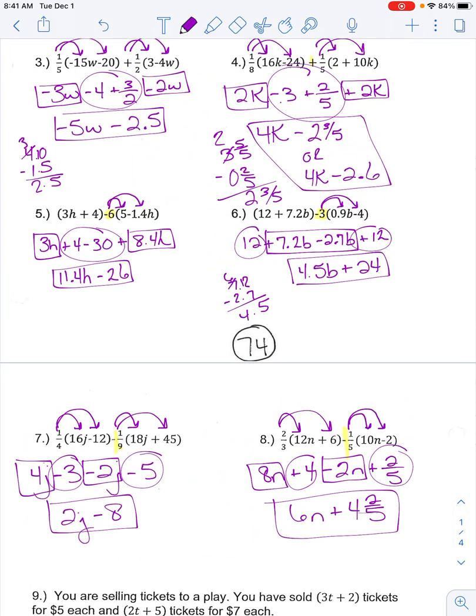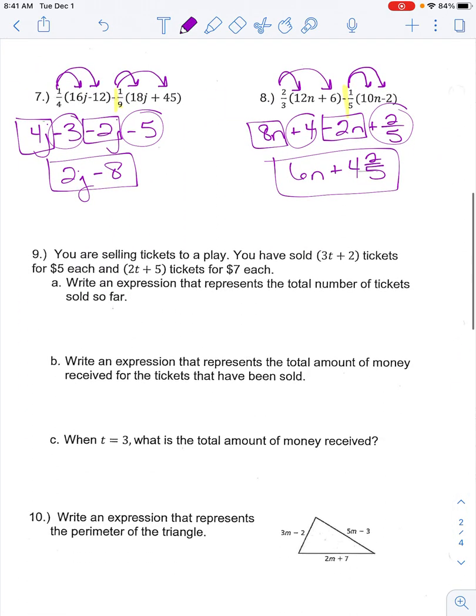Okay, and then the word problem. Okay, so number 9 is 3 parts. So let's take these step by step. You have to pay close attention to what the word problem is asking. On number 9, A, it says that we're selling tickets to a play. You have sold 3T plus 2 tickets for $5 each and 2T plus 5 tickets for $7 each.